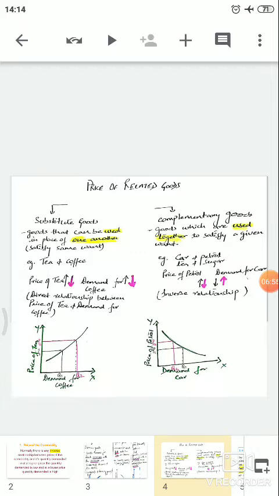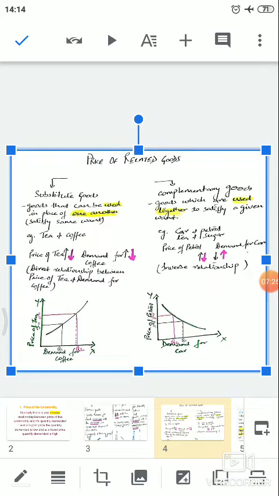You can see here, I have taken the example of tea and coffee. Now, if the price of tea falls, what will happen to the demand for coffee? Say the price of tea is 20 and the demand for coffee is 30. Now, if the price of tea falls, tea becomes cheaper as compared to coffee. So, people who are consuming coffee will now shift to the consumption of tea. So, what will happen to the demand for coffee? The demand for coffee would fall.